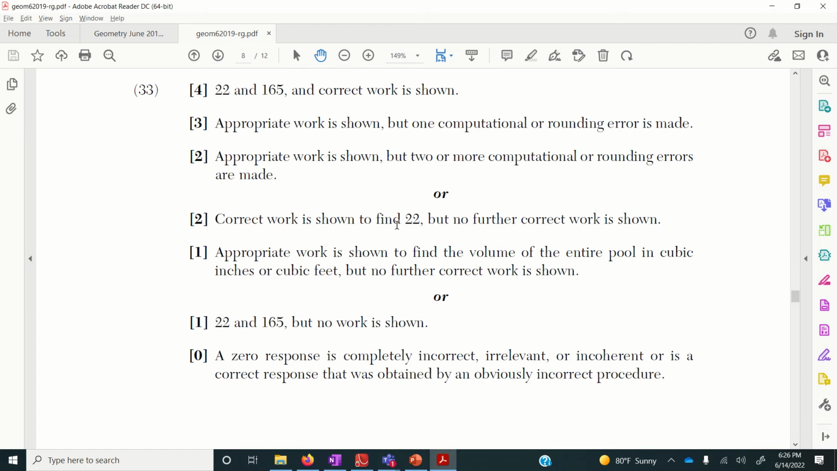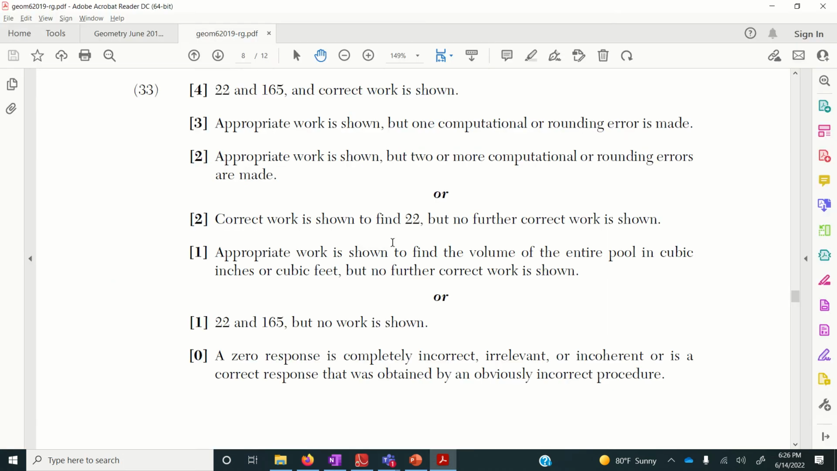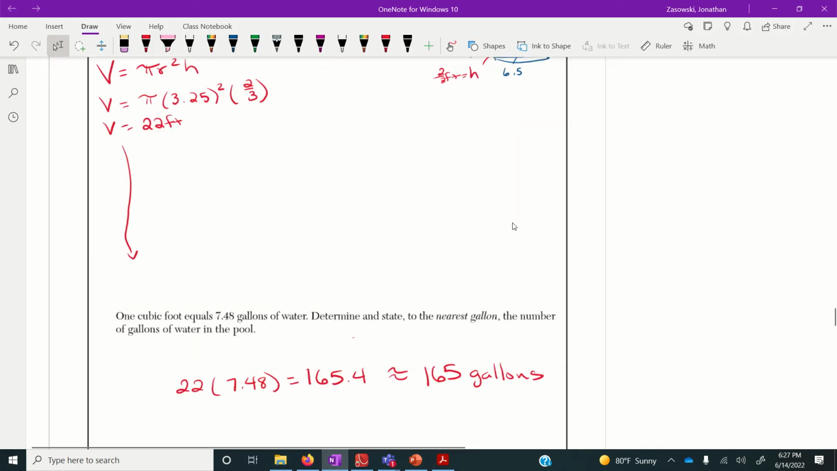They also have what's called a conceptual error. So if you had used, for example, 6.5 instead of 3.25, or if you used 1 instead of 2/3, that would have been a half credit deduction here as well. And then once again, you only get a point for stating the answers with no work. So make sure we're always showing work to get full credit.